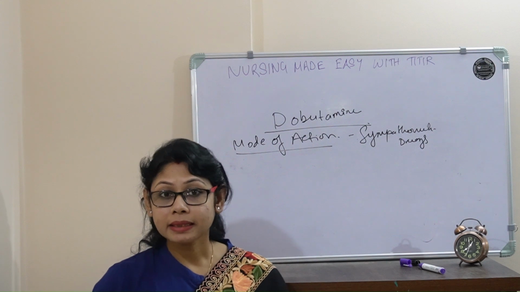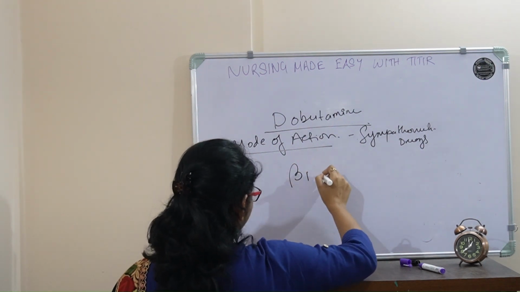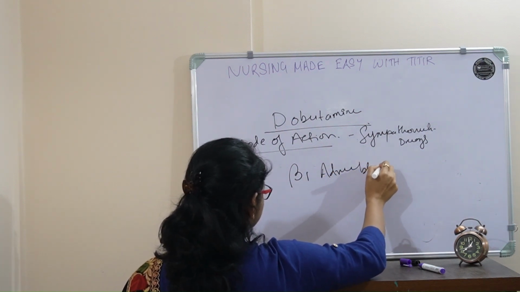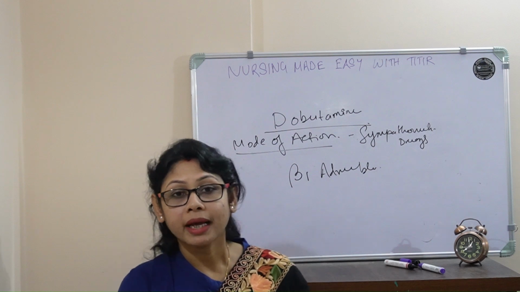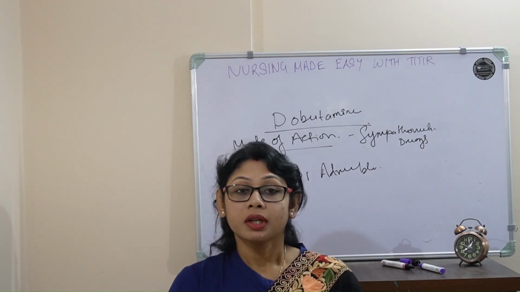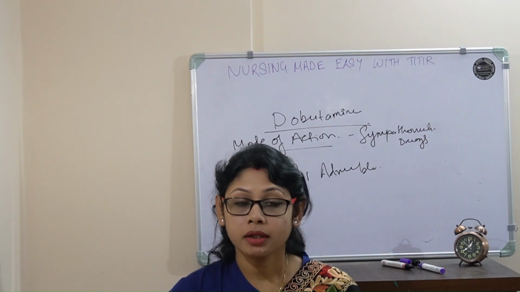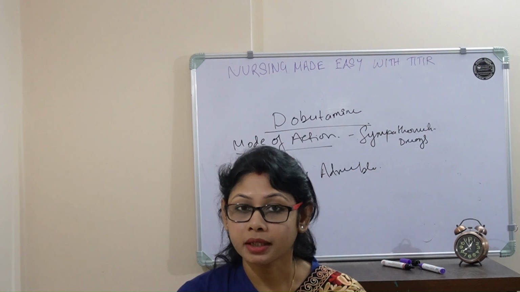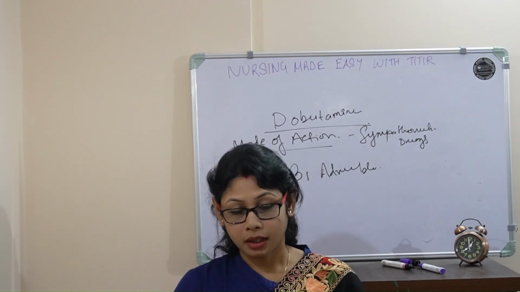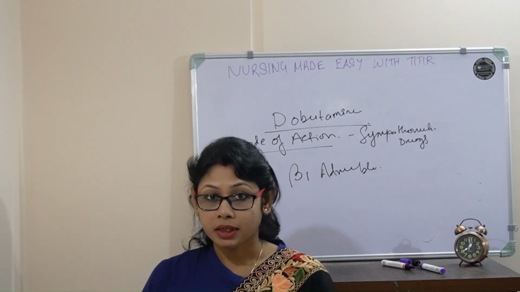Dobutamine acts maximally on the beta-1 adrenergic receptor. In our previous video, we already learned what an adrenergic receptor is. There are two types of receptors, alpha and beta. There are alpha 1, alpha 2, beta 1, beta 2, and beta 3. Beta 1 is mostly present in the heart.